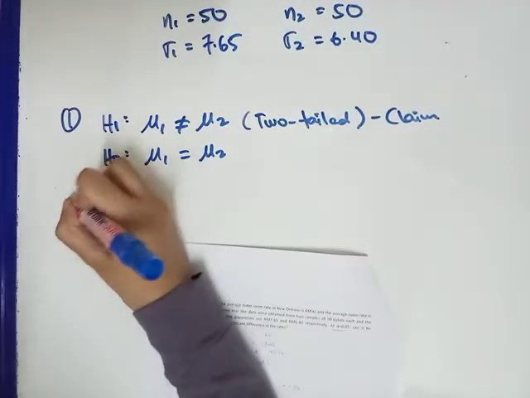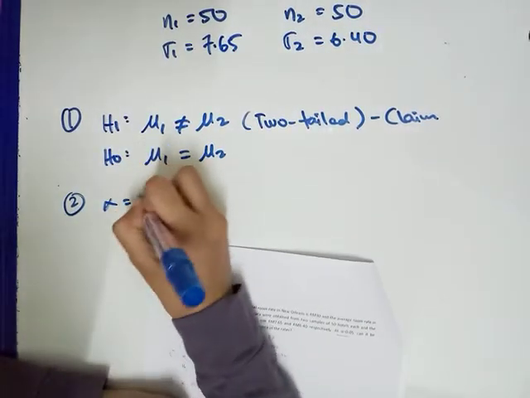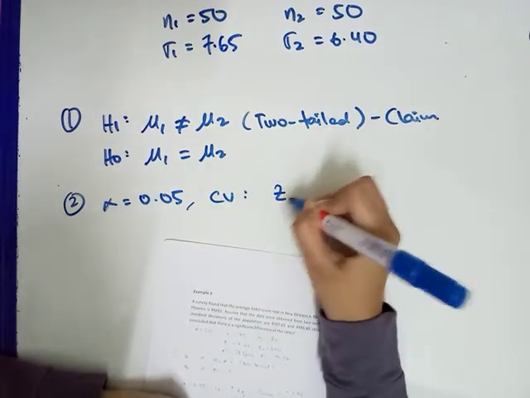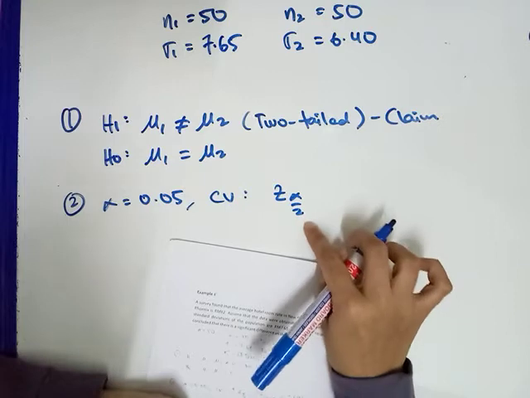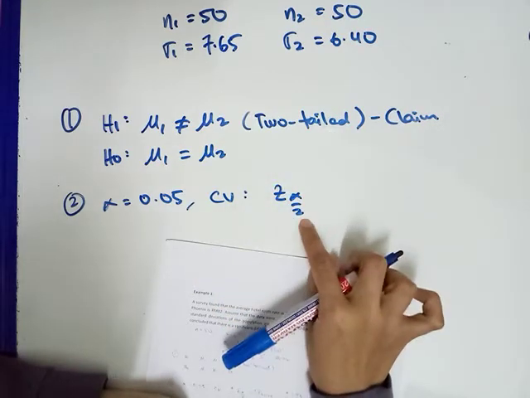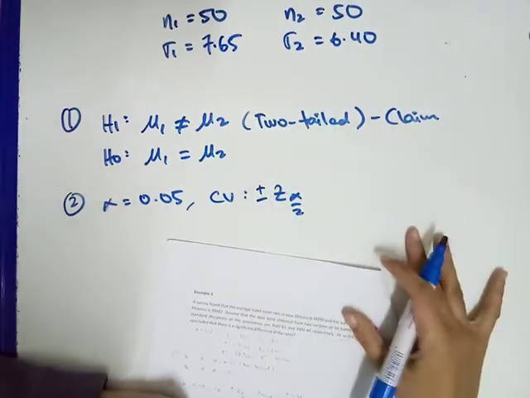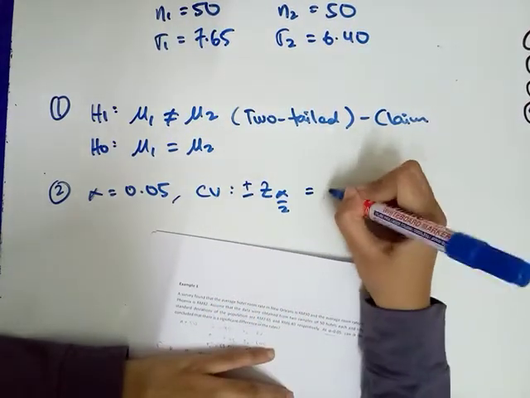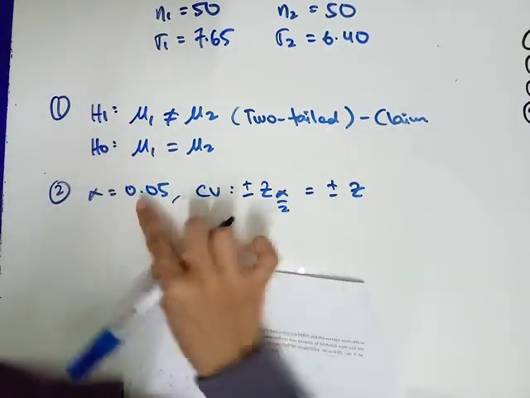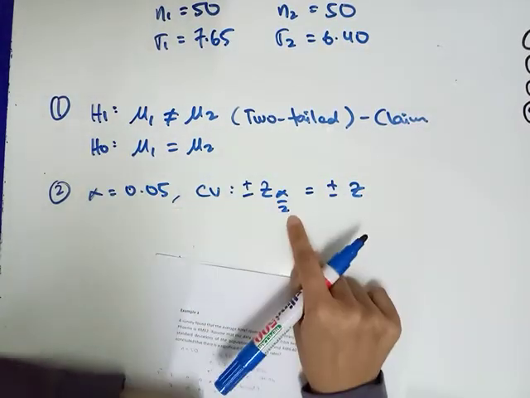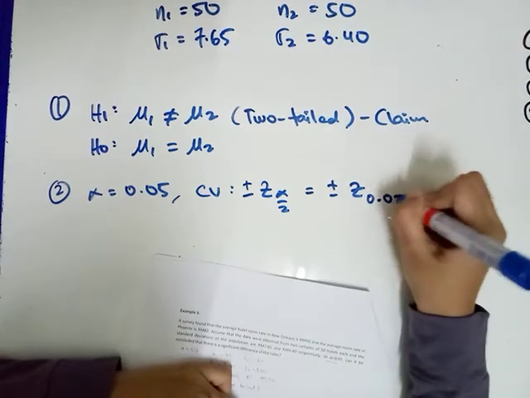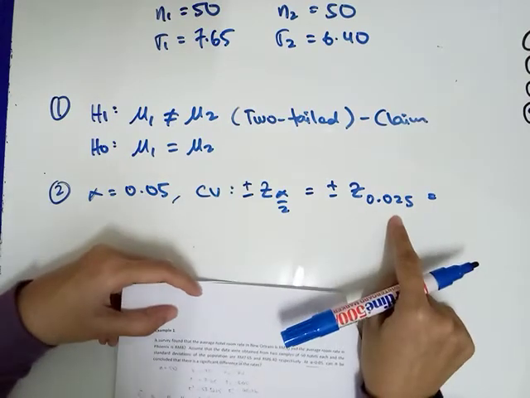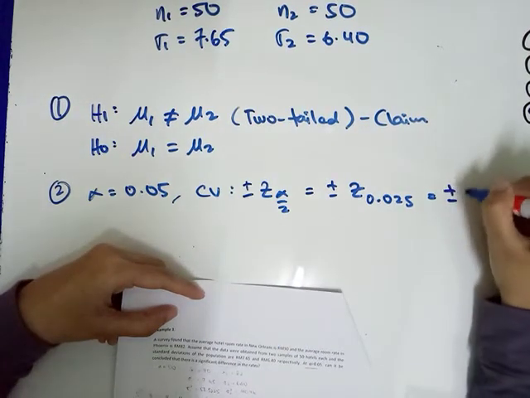Okay, and then second step is state the alpha 0.05, and then critical value, okay, Z alpha over 2. Why over 2? Because of two tail here. So we need to divide 2, positive, negative. Okay, because of two tail, so we need to put positive, negative. So positive, negative Z alpha is 0.05, and then divide 2, you will get 0.025. So look at your table statistic. 0.025, the Z value is positive, negative 1.96.